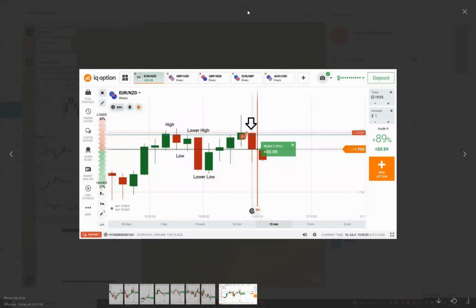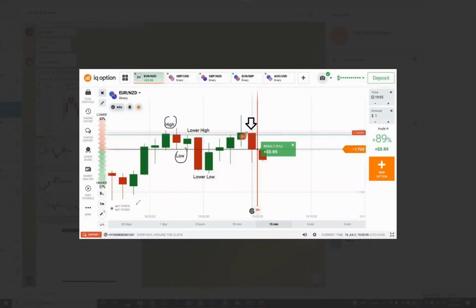Another picture: high to low, lower high, lower low. This resistance, is it strong or weak? Strong. Or, above one is weak. It's weak, right? Even if this weak resistance is breaking, the market will reverse back.